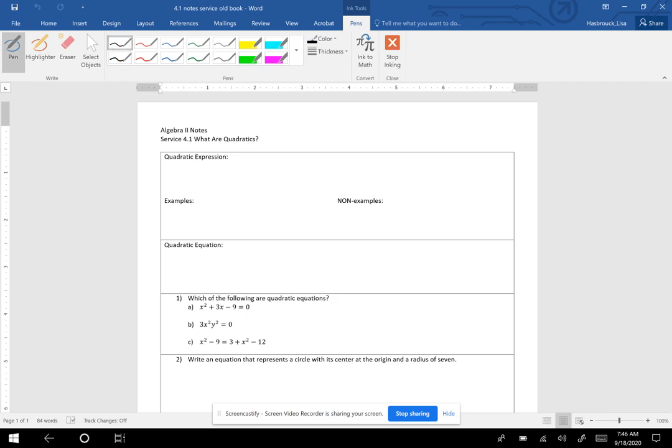Hello class, today we're going to go over section 4.1 in Algebra 2, what are quadratics? We're going to start with a quadratic expression. Quadratic expressions are polynomials of degree 2. So this means their largest exponent is x squared.